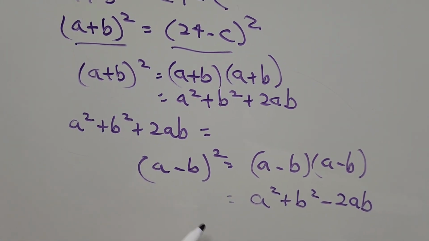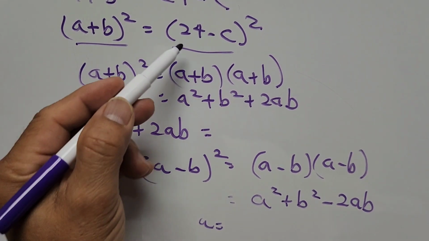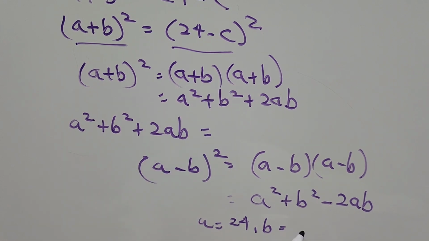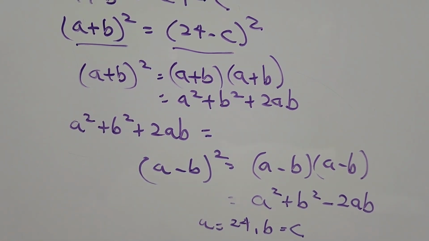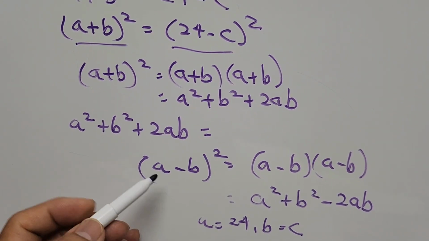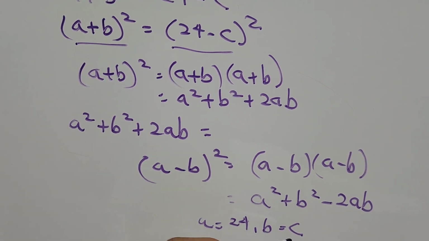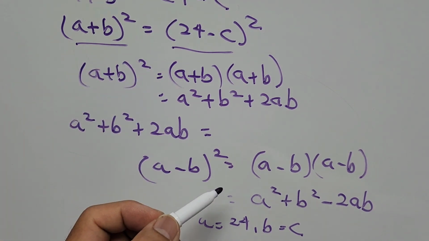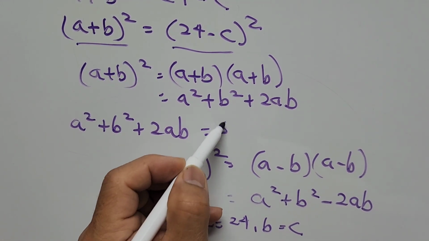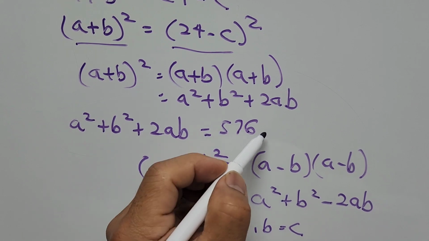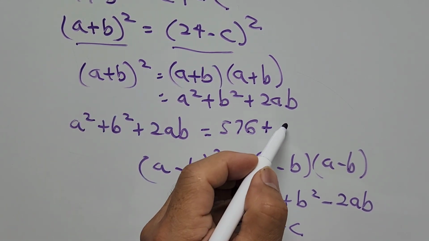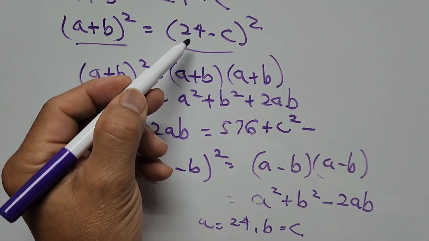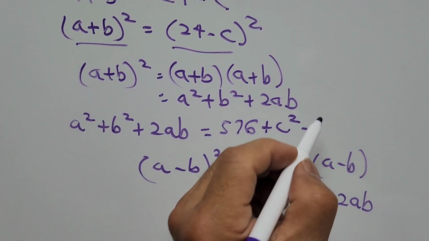And we have here the value of A is 24 and B is C. So from here, A squared is 24 squared, that is 576, plus C squared, minus 24 times 2 times C, that's 48C.